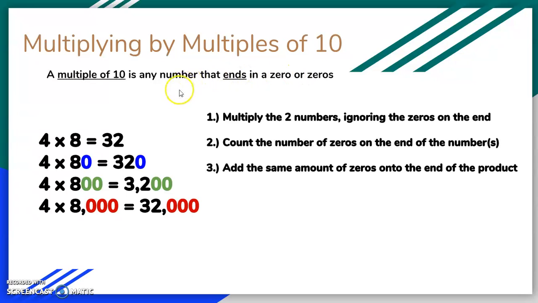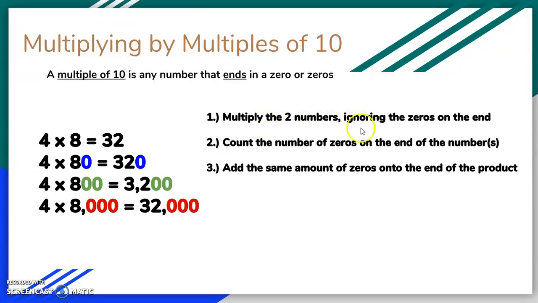So how I do this is I'm going to multiply the two numbers and I'm going to ignore the zeros on the end. So for example, 4 times 8 I know is 32. That means that 4 times 80 would be 320. Notice that I have 1 zero here, 1 zero here. 4 times 800 is 3,200. Again, 4 times 8 is that basic 32. 2 zeros here, so I have 2 zeros here. And then 4 times 8,000, same thing, 32, but in this case I have 3 zeros.